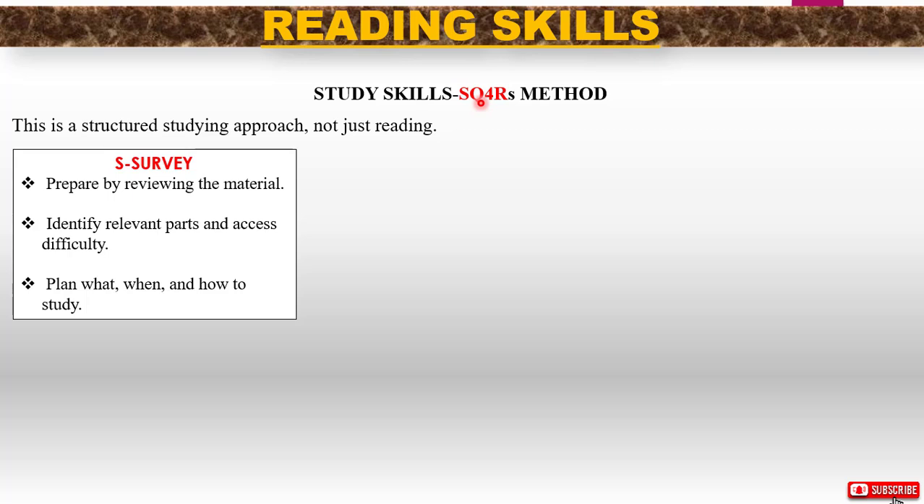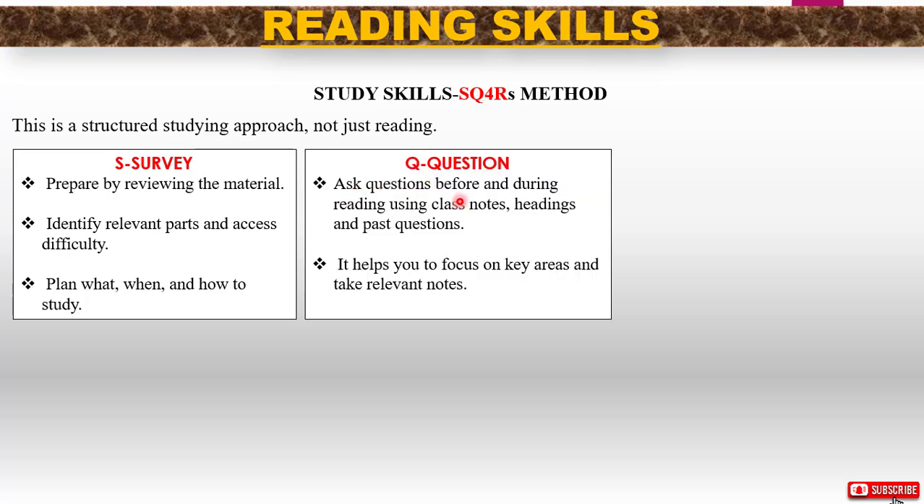It is the S component of the SQ4R. What about the Q? It stands for question. You can ask yourself questions before and during reading using class notes, headings, and past questions. Before you start even reading, you can look at some past questions to get a direction of where you should read. You can also check your class notes and ask yourself questions about where you must focus when you are reading. You can ask the questions before and even during your reading stage. Why do you have to do that? It will help you to focus on key areas and also take relevant notes while you are reading. So question stage should not be avoided whenever you want to study effectively.